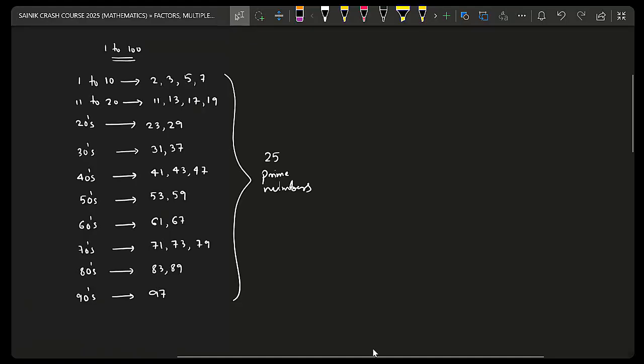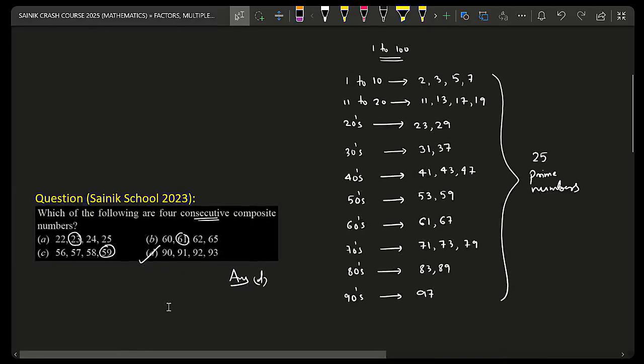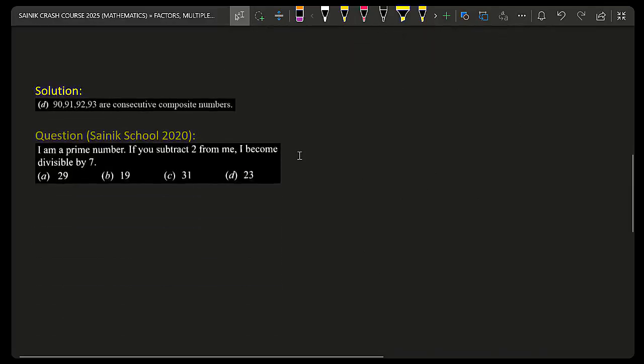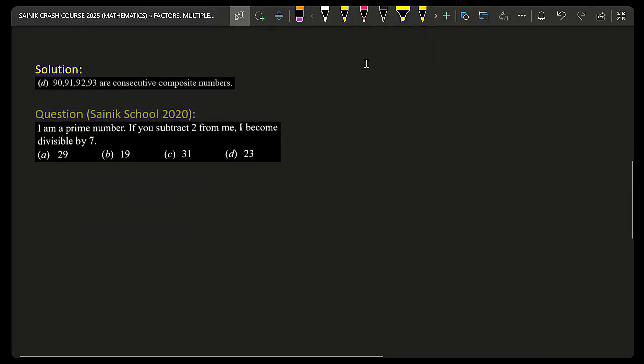Okay, I hope everybody copied this list and we are going to the next question. So next question, all of you try to solve this. I am a prime number. If you subtract 2 from me, I become divisible by 7. So which option is correct? 29, 19, 31, or 23? I am a prime number. If you subtract 2 from me, I become divisible by 7.